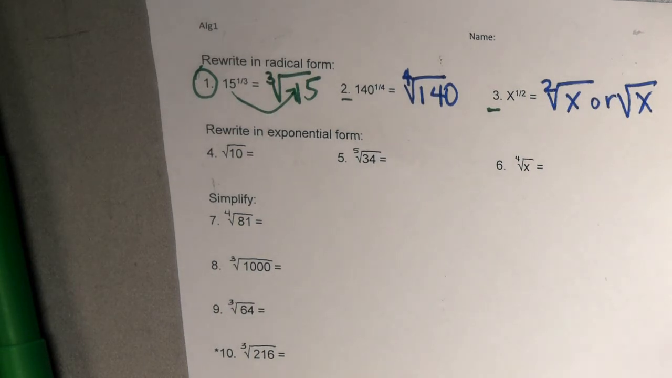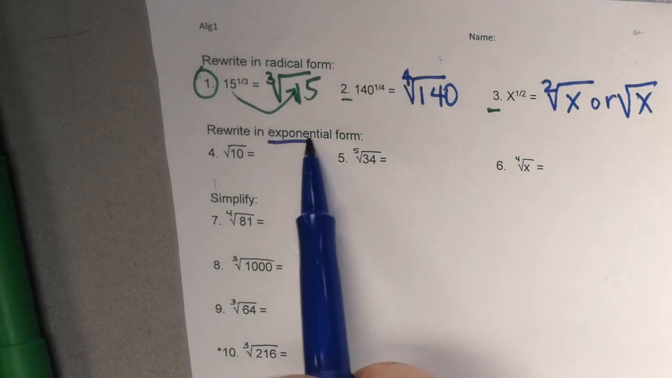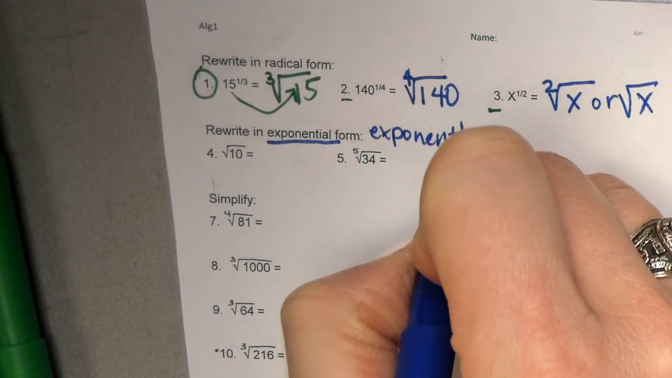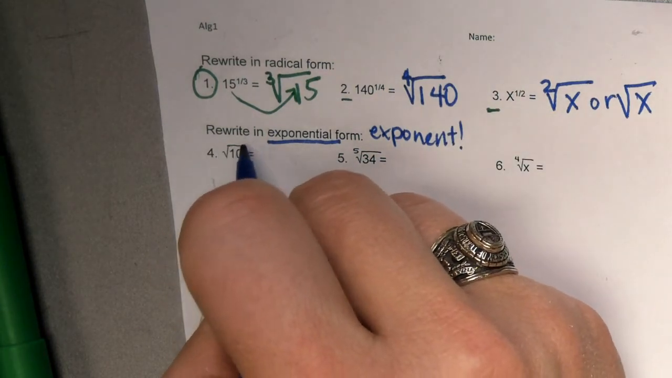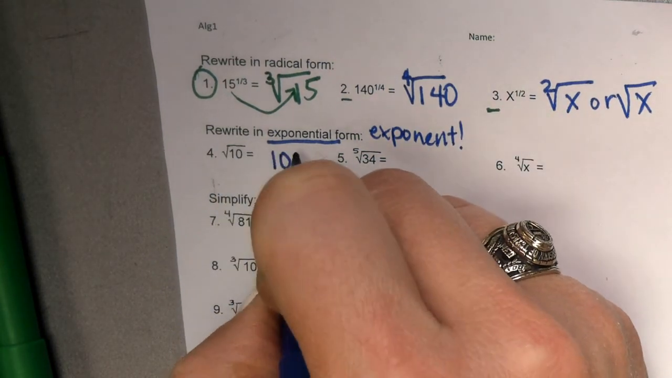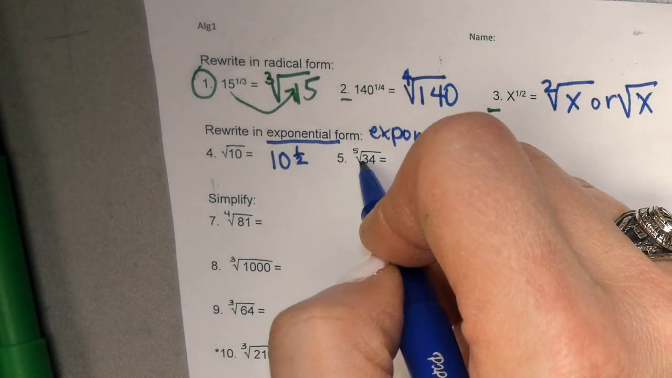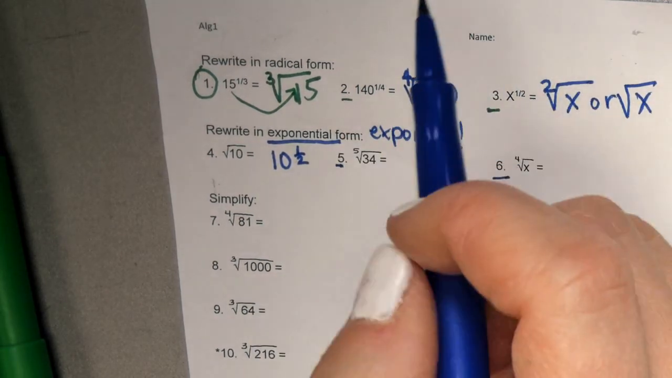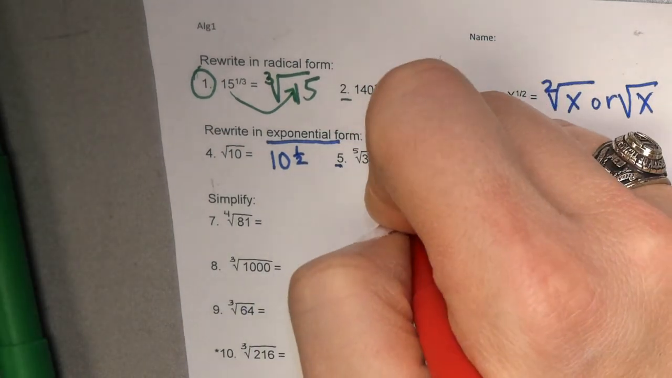Okay, so I hope that you did really well on that one. Okay, so now we're going to go to exponential form. What it wants you to do is write it as an exponent. You don't have to solve it, just write it as an exponent. So square root of 10 is the same as 10 to the 1/2. We're going backwards now. So what's the 5th root of 34? I want you to do number 5 and 6 on your own. Pause it, and then check with me.